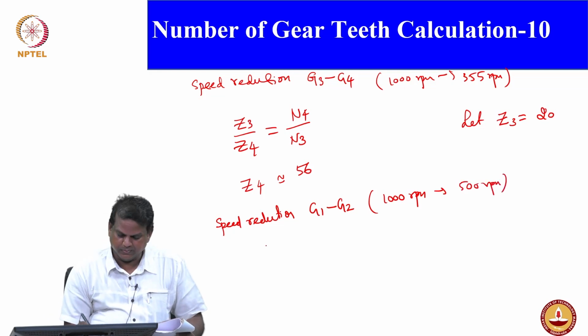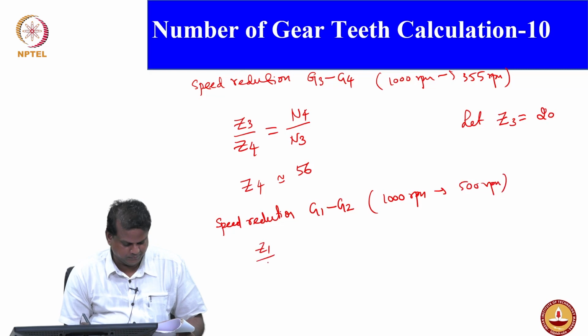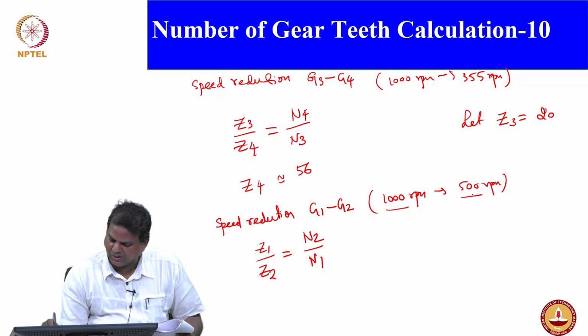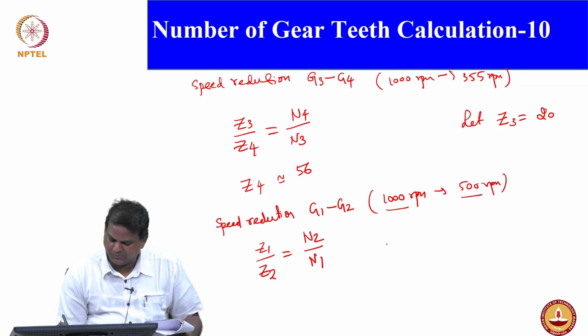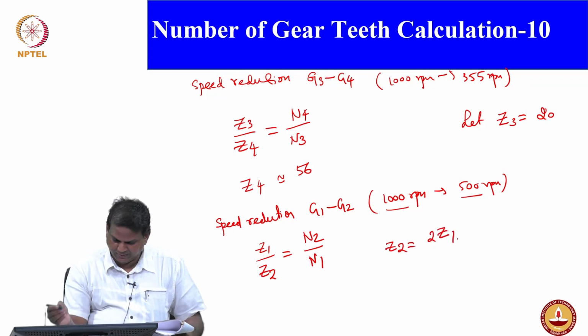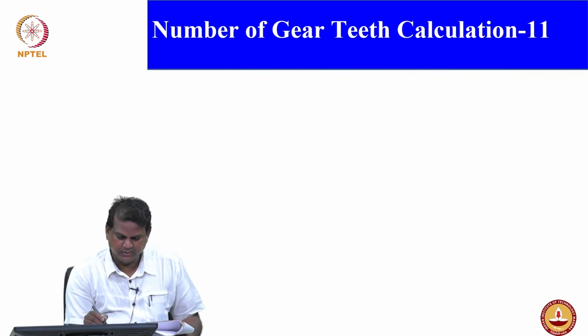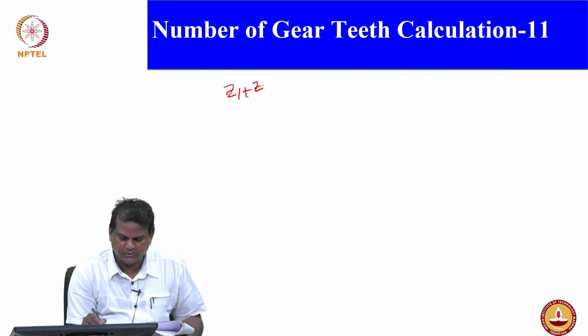Okay. So Z1 by Z2, N2 by N1, then which obviously double speed reduction by half. So obviously your Z2 should be 2 times of Z1. Okay. If you again follow the center distance aspect, Z1 plus Z2 equal to Z3 plus Z4.